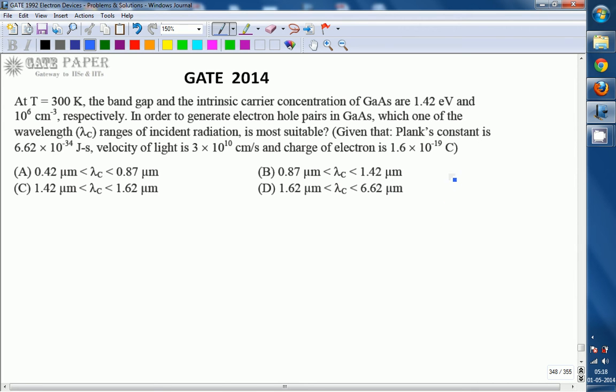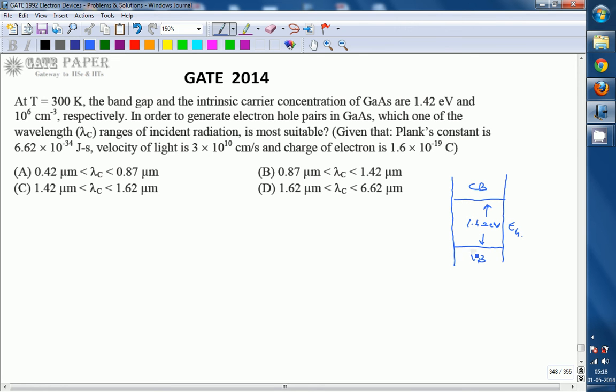So this is the energy band gap, which implies that gallium arsenide is a semiconductor, whose conduction band and valence band are separated by a gap of 1.42 electron volts. So this is going to be called the energy gap.